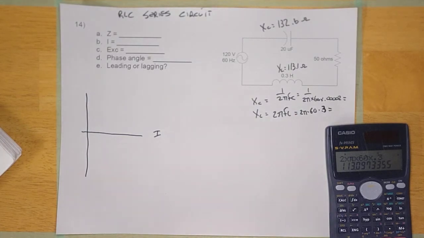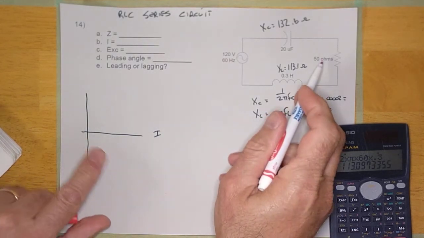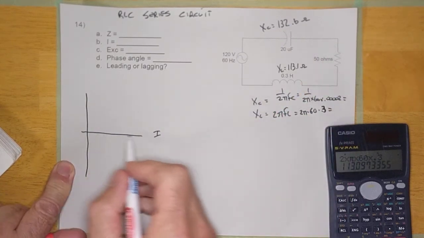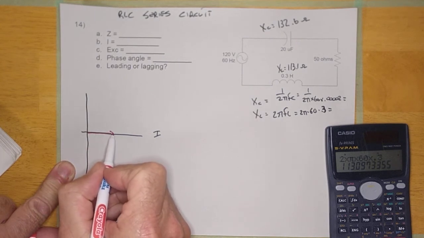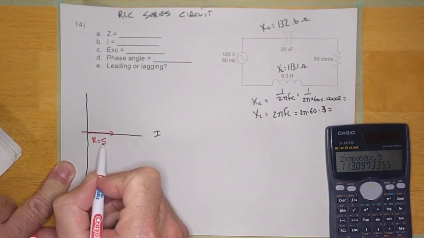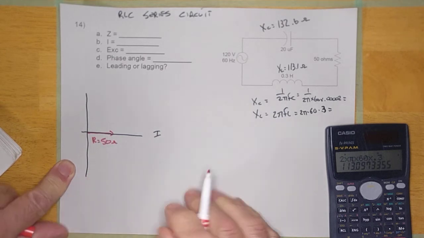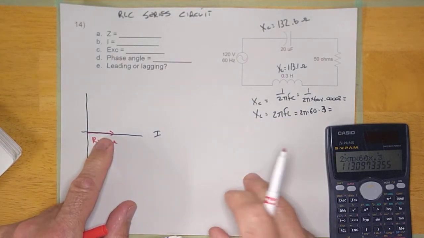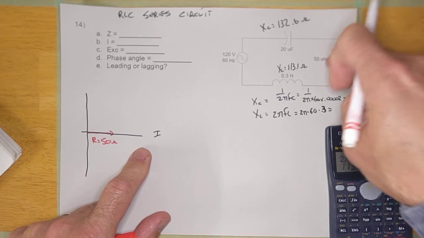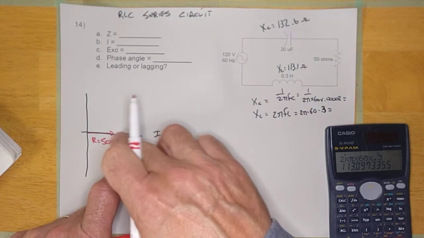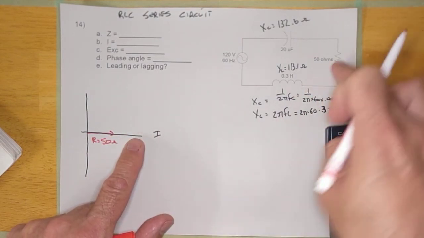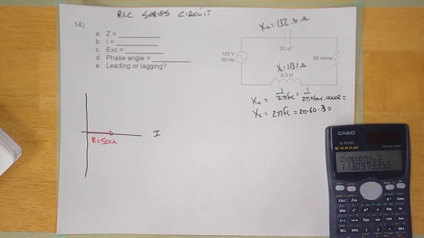Now I'm going to draw the resistor first. That's always a good idea. Start with the one that's on the horizontal line. That 50 ohms is going to look like this. R equals 50 ohms. Why is it on the horizontal line, Van Andel? It's on the horizontal line because resistors cause the current to be in phase with the voltage. So I've drawn that in phase. It doesn't make it lead or lag. It's always in phase.